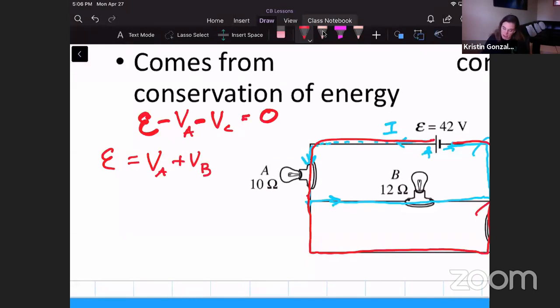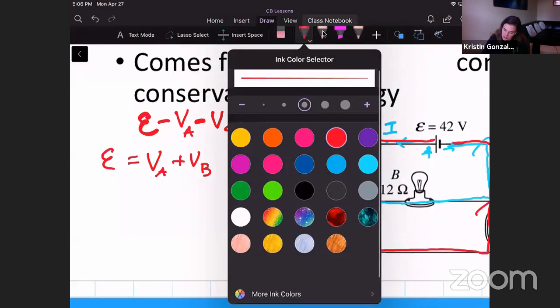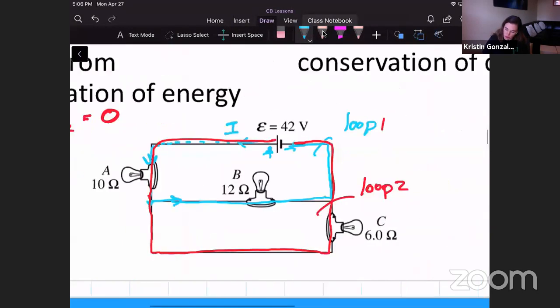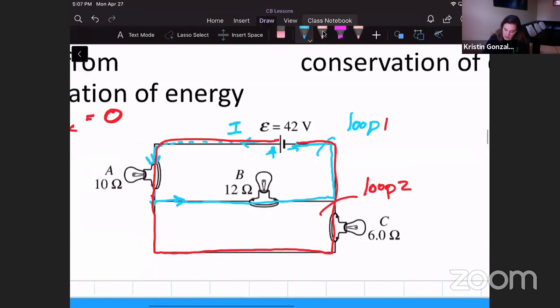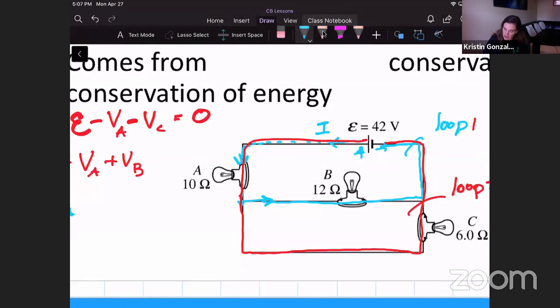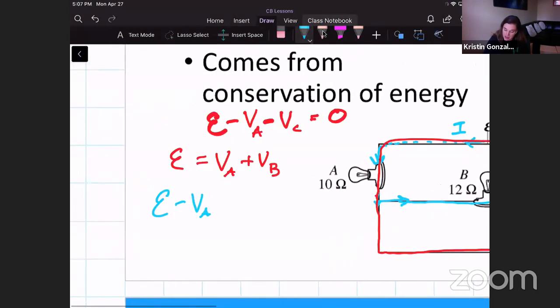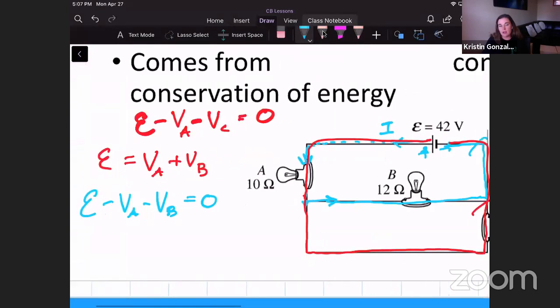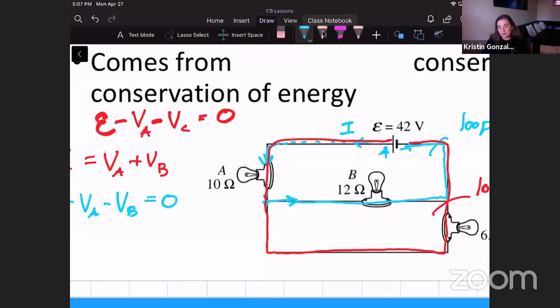We can do the same thing for loop 1, the top loop. That would be the EMF of the battery minus the potential difference across A, since we've got light bulb A in that loop, and then as we go around, we've got bulb B, so minus the potential difference across B equals 0. This can be useful for a couple of different reasons. A, this gives us why the potential difference is the same in parallel.